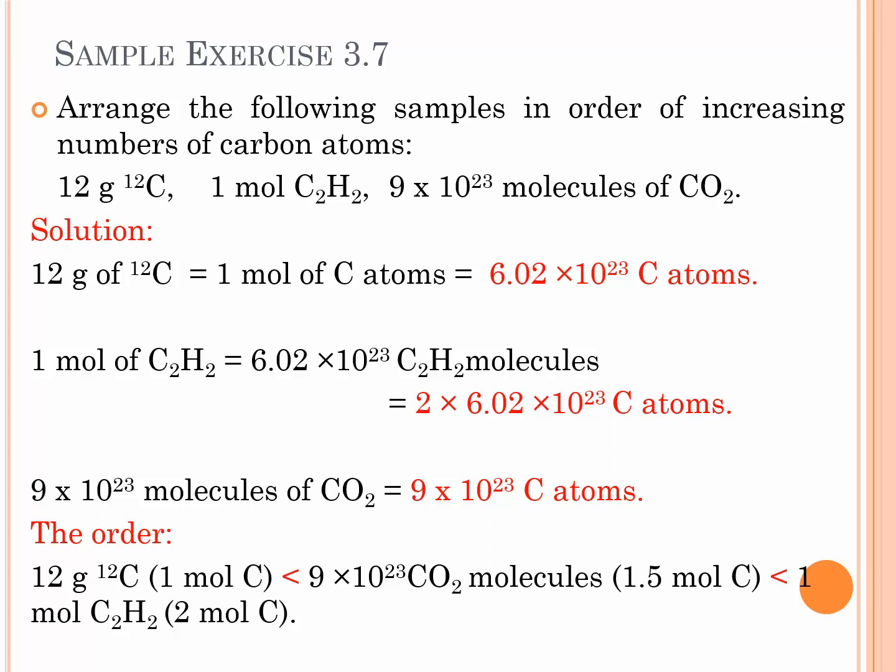twice the number of carbon atoms. It contains this number of C2H2 molecules, and each molecule contains 2 carbons, so 2 times Avogadro's number of atoms. Then 9 times 10 to the 23 molecules of CO2. Since we have only 1 carbon atom per molecule, it contains the same number of carbon atoms. So you can arrange these now in the following way. The 12 grams of carbon 12, 1 mole of carbon, is less than 9 times 10 to the 23 CO2 molecules, which represent 1.5 mole of carbon, and at the same time this is less than 1 mole of C2H2, which is equivalent to 2 mole of carbon.